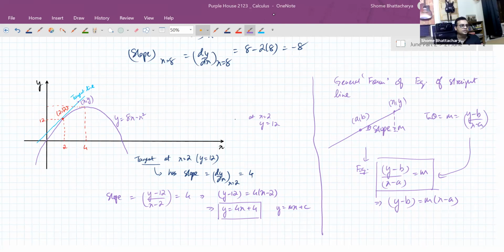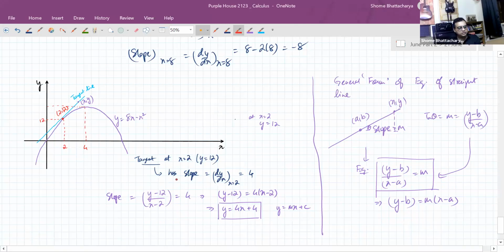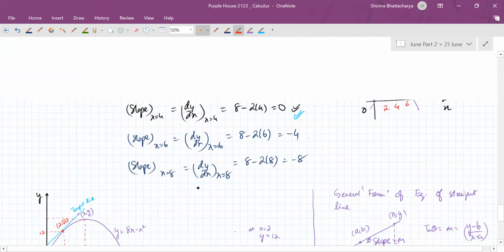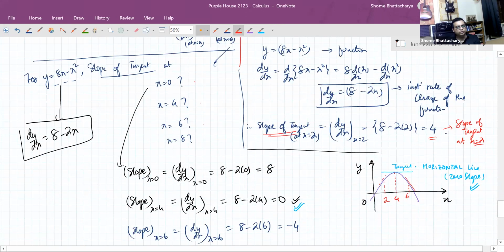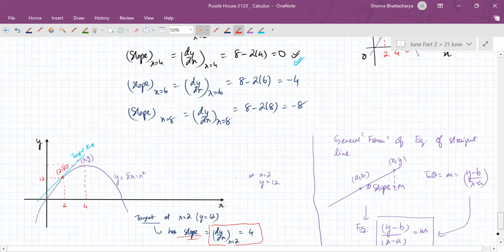Which part have you not understood? Better tell me. Sir, this dy upon dx you wrote is equal to 4, from there onwards. Okay. Earlier, we got this, no? We had seen the slope of the tangent at x equal to 2 was how much? It was 4. Yes, sir. So we are using that value here.